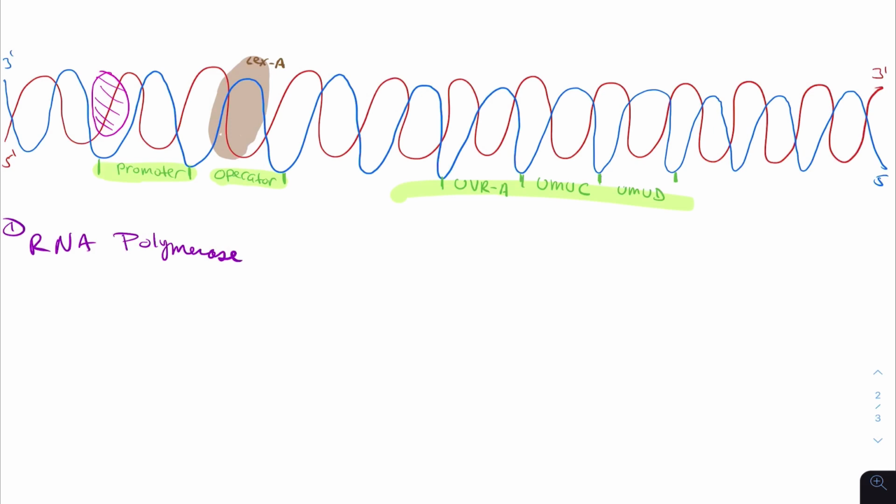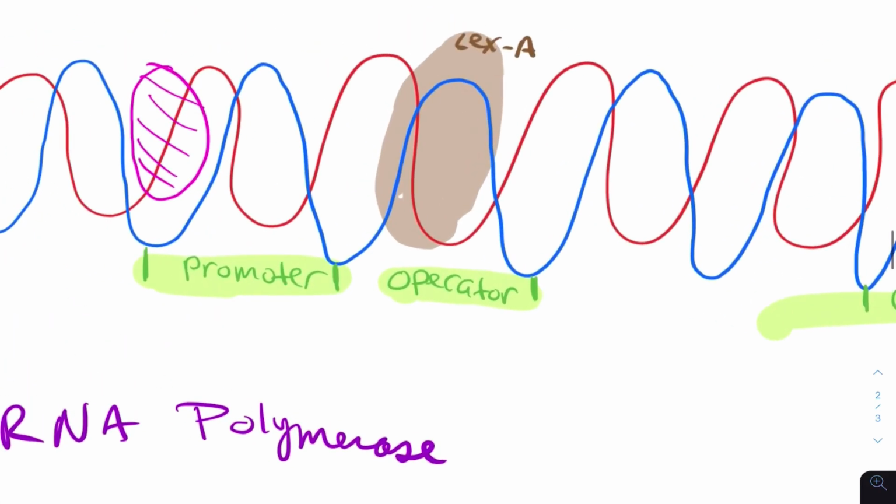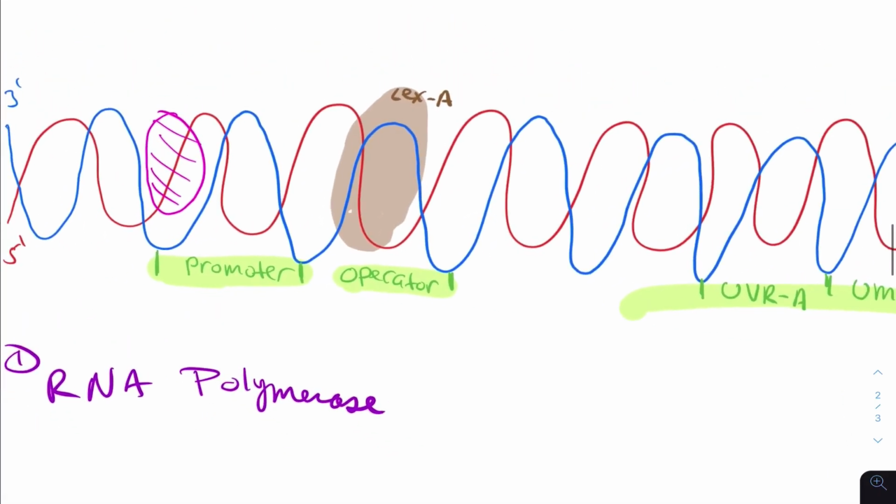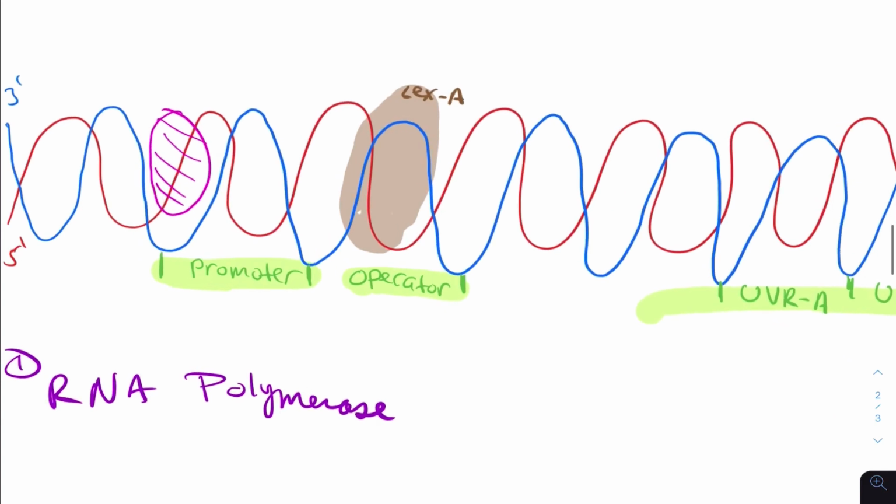In the second step, when there's a lot of DNA damage, remember, this is going to be normal. In other words, we have the RNA polymerase that attaches to the promoter region, and then it gets stopped by LexA. What does this mean? It means that we don't have too much damage, right? So this process does not need to go forward, okay?